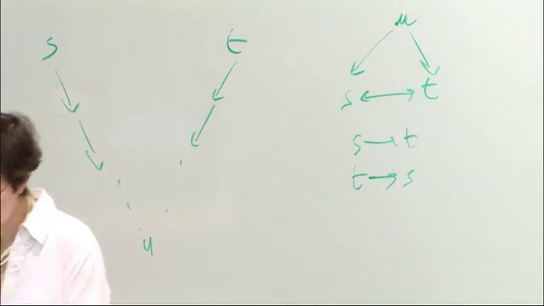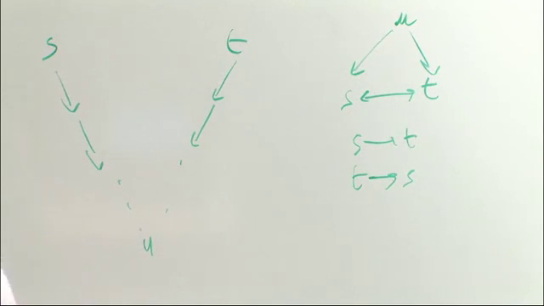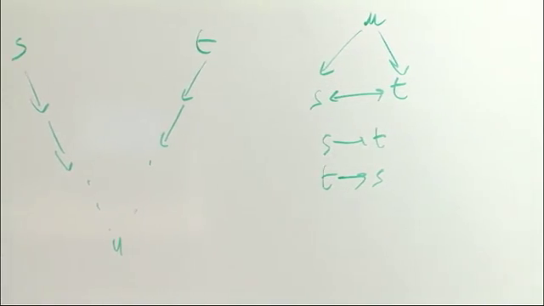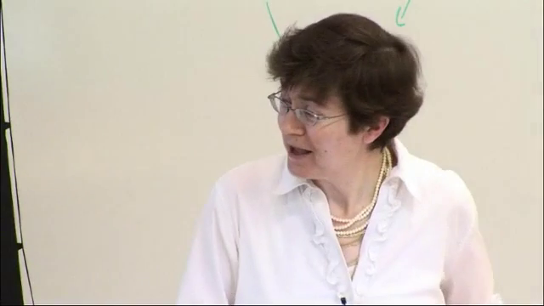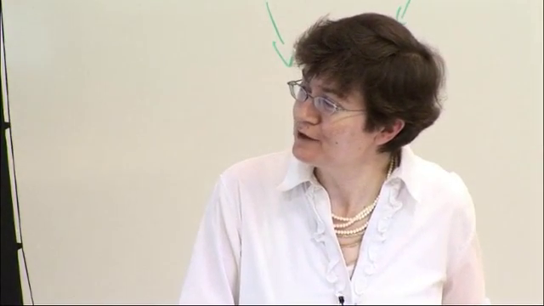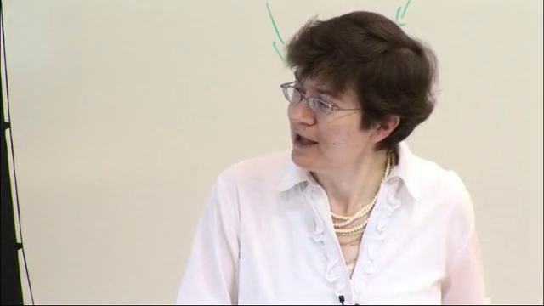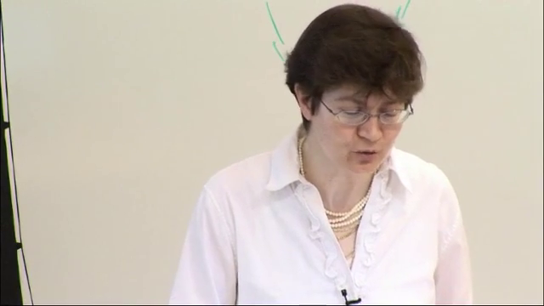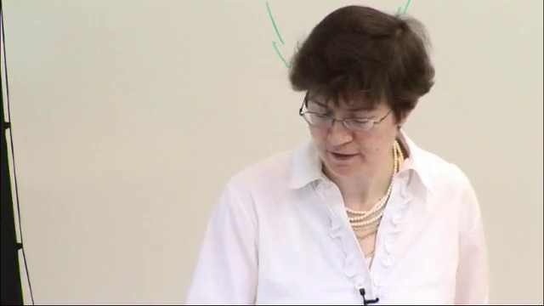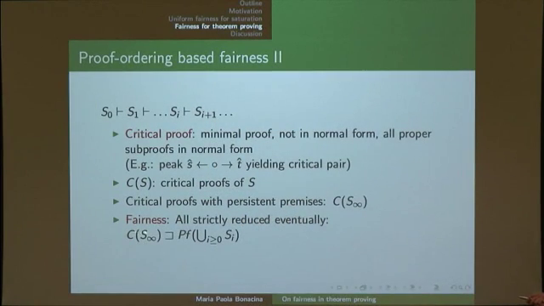Then we call CS the set of critical proofs of S. And as usual, we are going to look at the critical proofs with persistent premises. So we look at those. And we say that a derivation is fair if eventually it manages to reduce all the critical proofs. So for all the critical proofs from persistent premises, there exists some proof in the sets that I'm generating in the derivation that is strictly smaller.